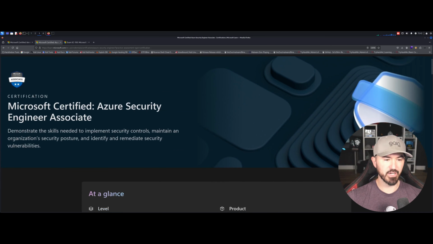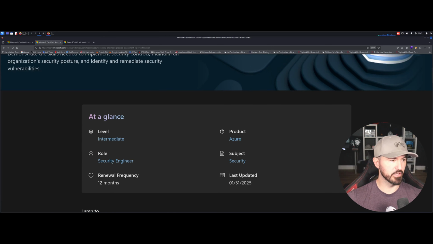So the AZ-500 is the Microsoft Certified Azure Security Engineer Associate. So this one deals with a little different things. Obviously, it's identity and access, Entra ID. You have Entra ID across the board, right? Platform protection, which is network security and firewalls. Security operations, monitoring and threat detection. Data and application security. This is all the touch points that I jotted down for the exam.